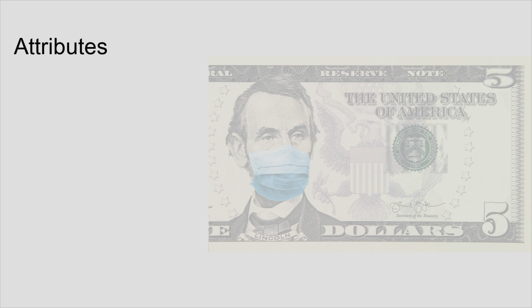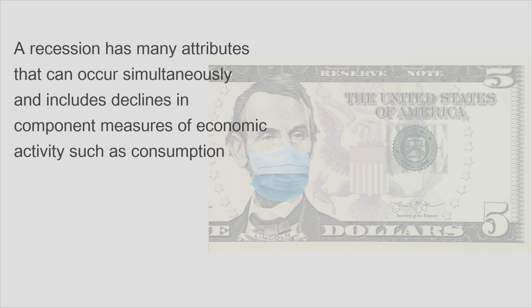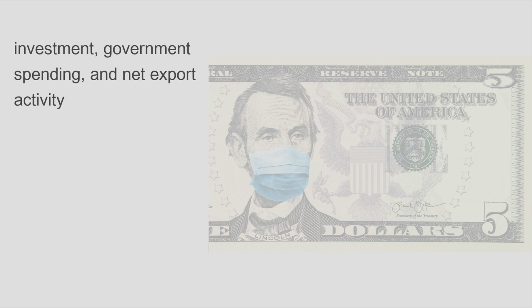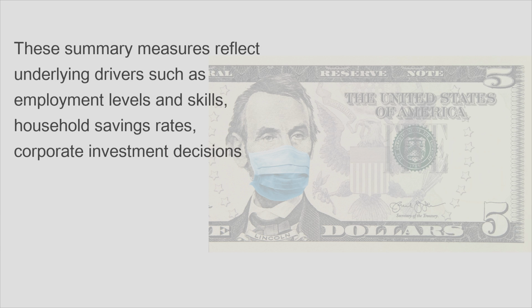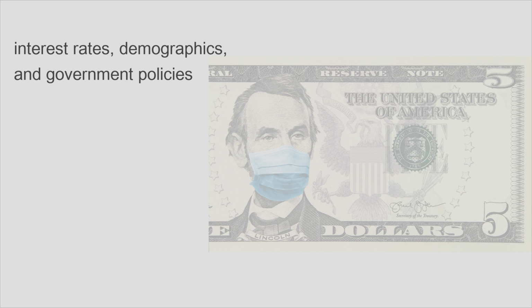Attributes. A recession has many attributes that can occur simultaneously and includes declines in component measures of economic activity such as consumption, investment, government spending, and net export activity. These summary measures reflect underlying drivers such as employment levels and skills, household savings rates, corporate investment decisions, interest rates, demographics, and government policies.